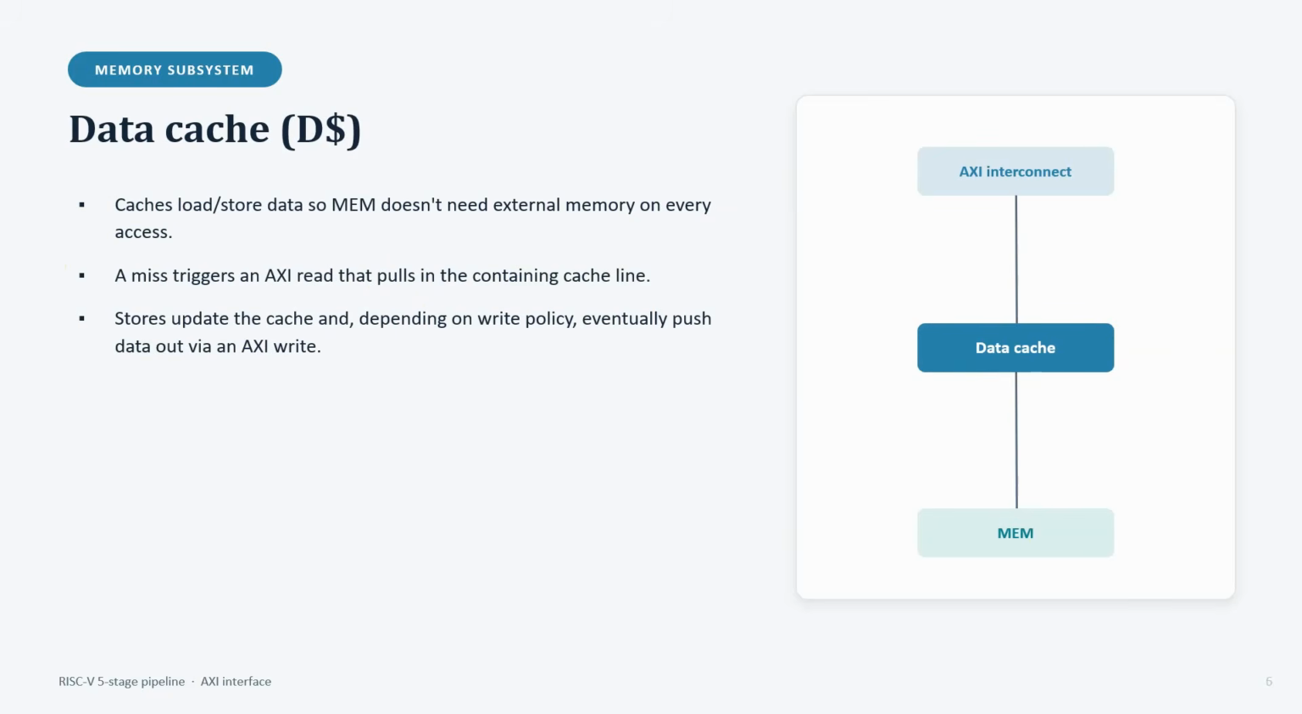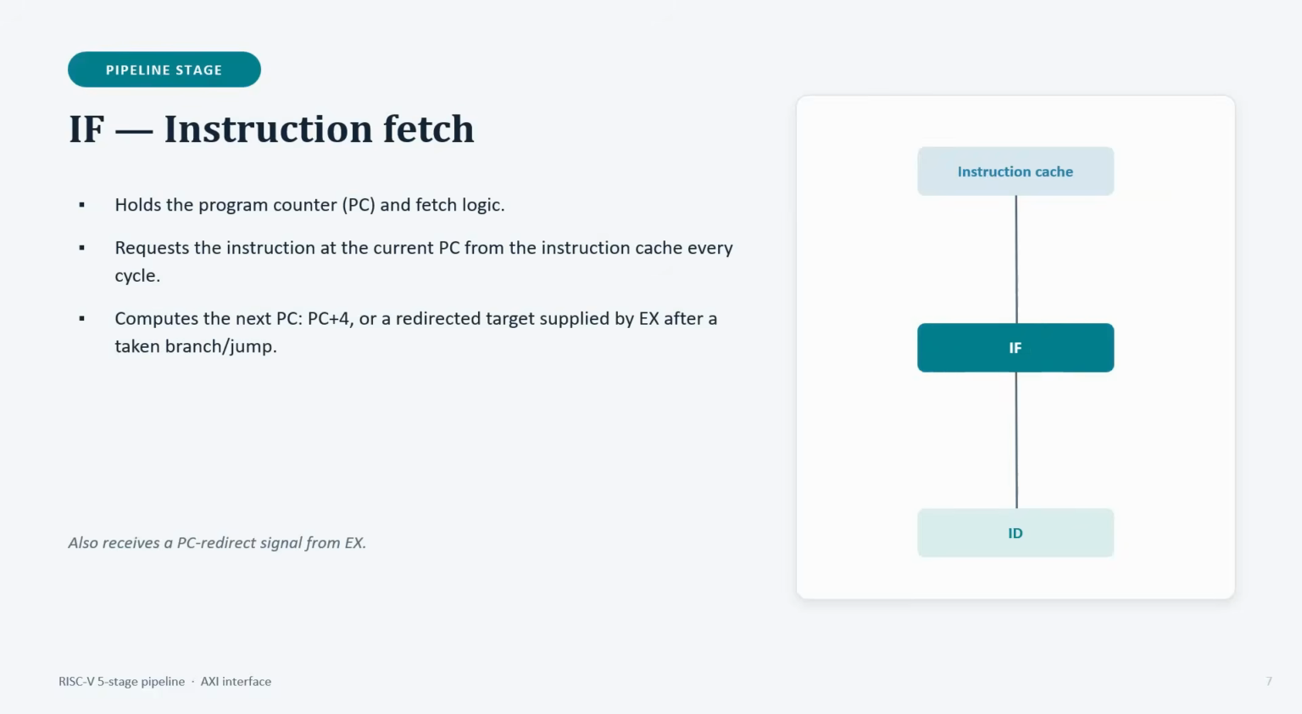We are also going to have the data cache that I have shown you already, which caches load or store data, so the memory stage doesn't need external memory on every access. In the memory model we are going to develop, instead of directly communicating with the main memory, we can store that data inside the data cache, and fetch it from there. And we have the instruction fetch unit, which is going to hold something known as the program counter. What is a program counter, and what is its importance? We are going to discuss that in great detail in the upcoming sessions.